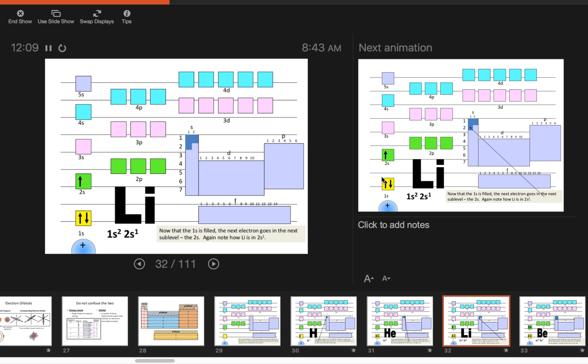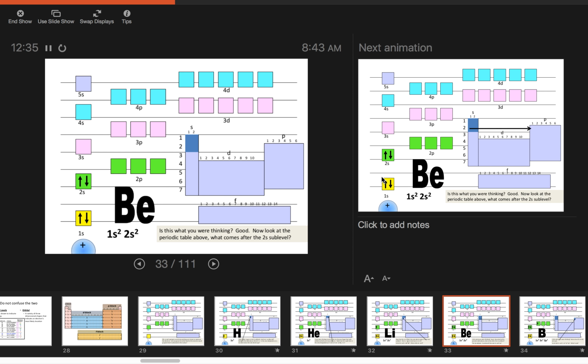So now I'm in the 2s. And there's that first electron. And lithium is located there. The 1s is filled. The next electron goes into the next sublevel, 2s. Again, note how Li, lithium, is 2s1. So this is not a full configuration yet. But now with beryllium, it is. Okay, so there's Be with 4.